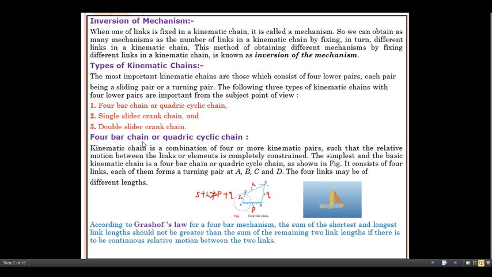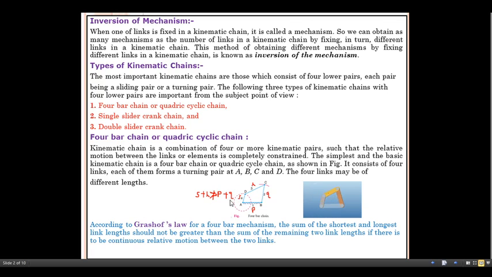So, four bar chain or quadric cycle chain. A kinematic chain is the combination of four or more kinematic pairs such that the relative motion between the links or elements is completely constrained. The simplest and basic kinematic chain is a four bar chain or quadric cycle chain. As shown in the figure, it consists of four links, each of them forming a turning pair at A, B, C, and D. The four links may be of different lengths.